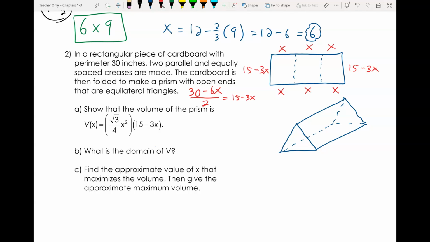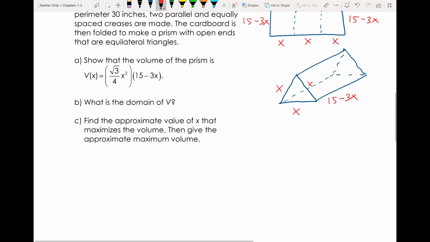All right, so looking at how this is going to fold up into this three-dimensional shape, notice that these are going to be your x and x and x. The length, or technically the height of this prism, is going to be 15 minus 3x. So in part A, we want to show that the volume is V of x equals that. So I'm going to do that down here.